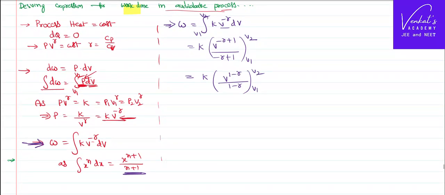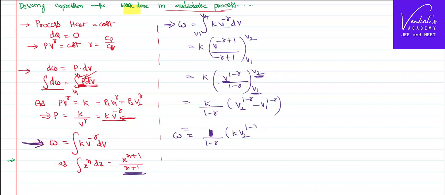So I can equate that further as K by 1 minus gamma. For this V, first we have to apply the upper limit minus the lower limit as per the rules of integration. That is V2^(1-gamma) minus V1^(1-gamma). I can take that K also outside. So the work done is equal to 1 by (1-gamma) times K V2^(1-gamma) minus K V1^(1-gamma).